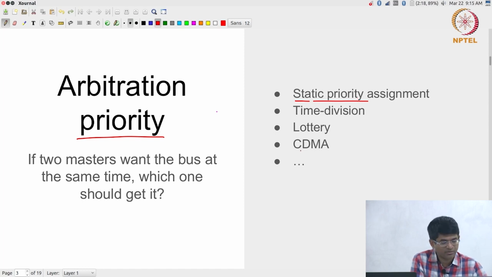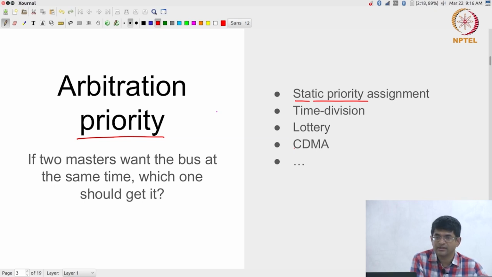Now the CDMA that I mentioned over here is code division multiple access. It is actually quite popular in the area of communications. It has been proposed in the context of on-chip buses, but essentially, it's more of a theoretical construct. Nobody has really used it in practice. There is something else called a lottery approach, which basically says, at any given point in time, the arbiter will generate a random number and decide who gets priority, right? It has its benefits.